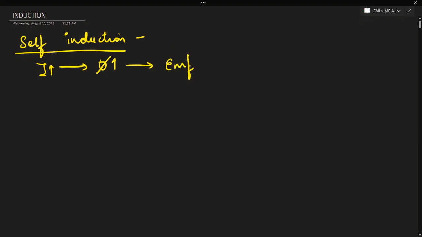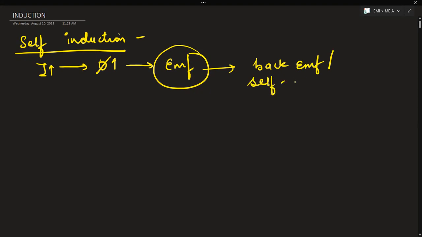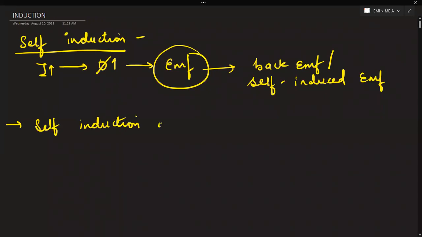So this induced EMF, which is present because of the change in flux, because of changing the intensity of the current, we call this EMF as back EMF. It has other names like self-induced EMF. And this whole phenomena is known as self-induction. So self-induction is what? Let me write the proper definition of it. This is just for your explanation. So self-induction is a phenomena.